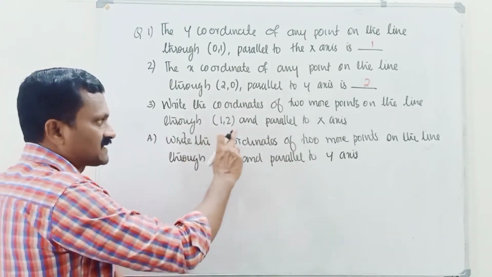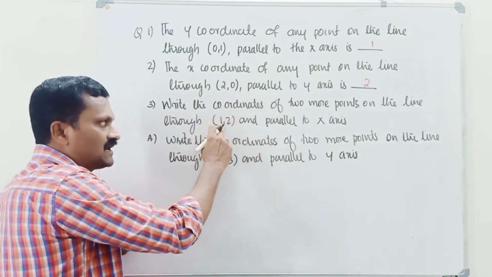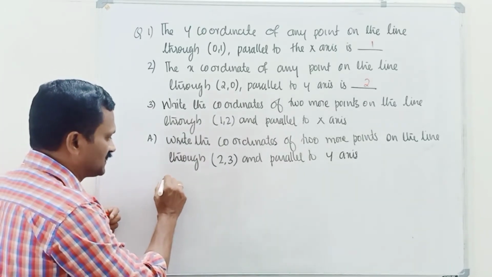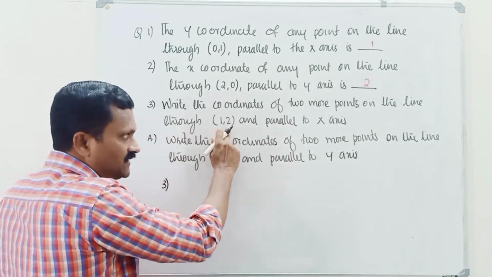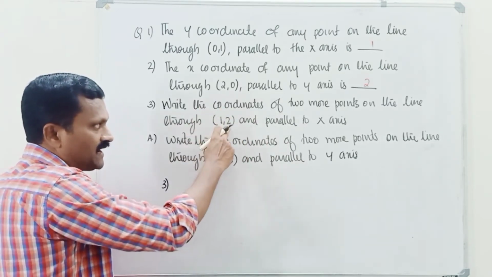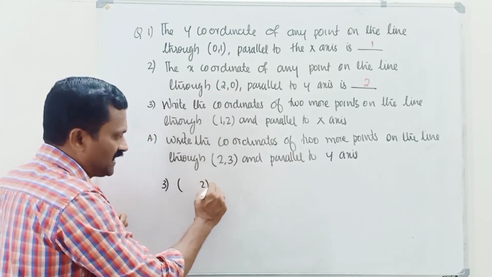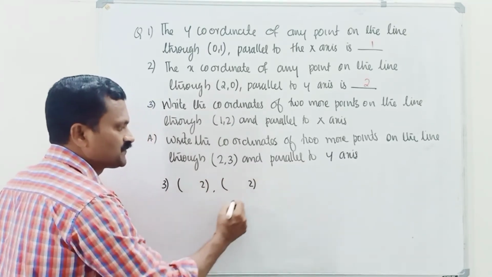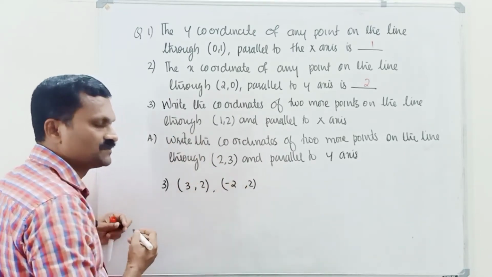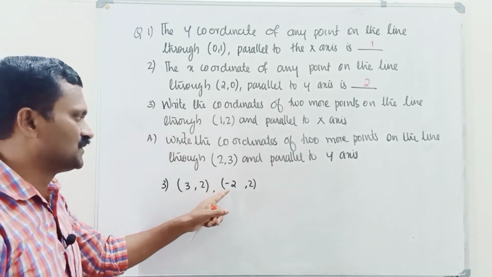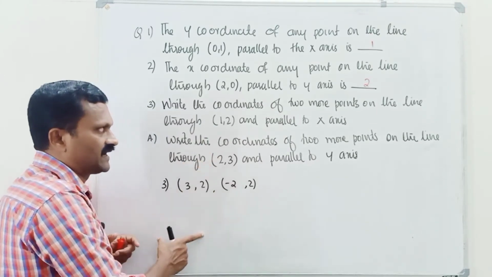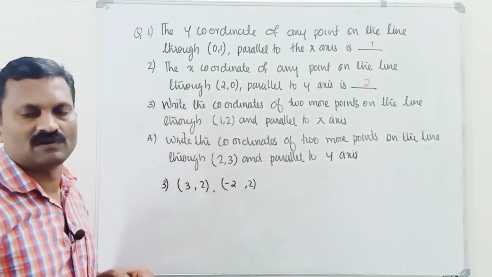This line is parallel to x axis. If the line is parallel to x axis, its y coordinates are equal. Then the answer of the third question, what's the answer? If we take any point on this line, its y coordinate must be equal. So y coordinate of any point must be 2. So we can take the x coordinate, I take x coordinate 3 and minus 2. So the answer is (3, 2) and (-2, 2). We need not take only 3 and 2. You can take any x coordinate, but only its y coordinates must be equal.